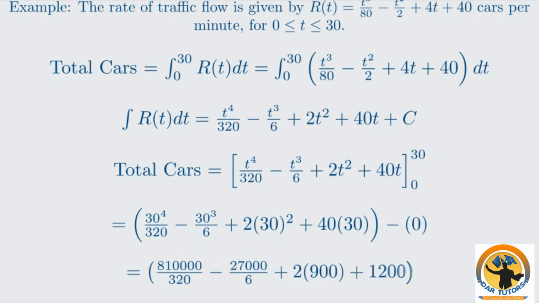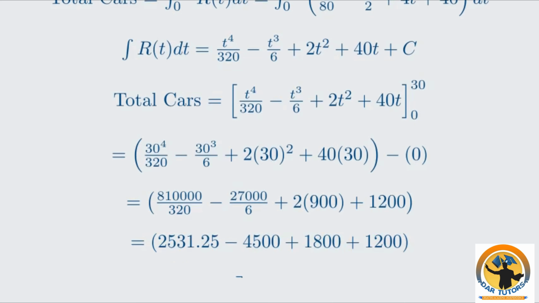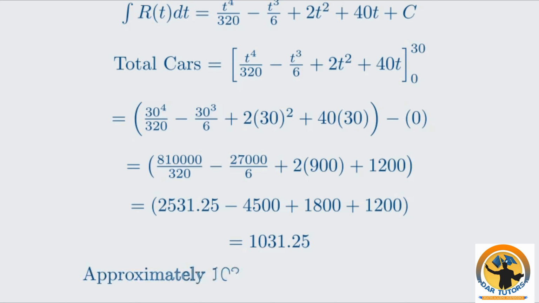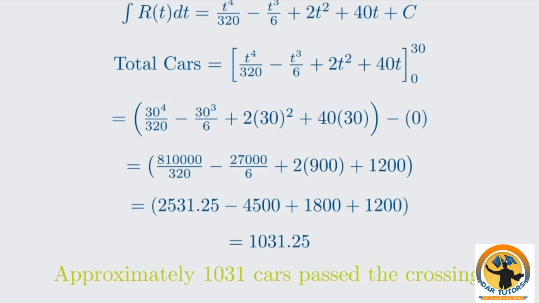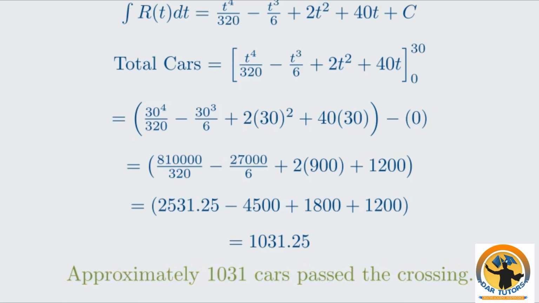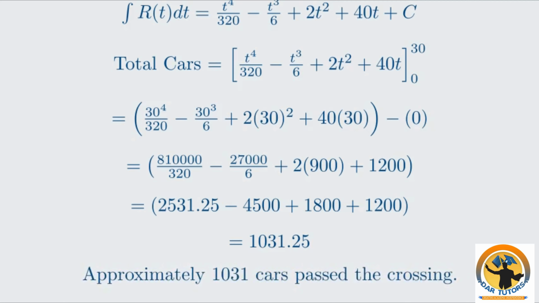Calculating these values, we get 2531.25 minus 4500 plus 1800 plus 1200. This sums to 1031.25. Since we can't have a quarter of a car, we should round this to the nearest whole number. Therefore, approximately 1031 cars pass the crossing between 8 a.m. and 8:30 a.m. This demonstrates how integrating a rate function gives us the total change in the quantity.